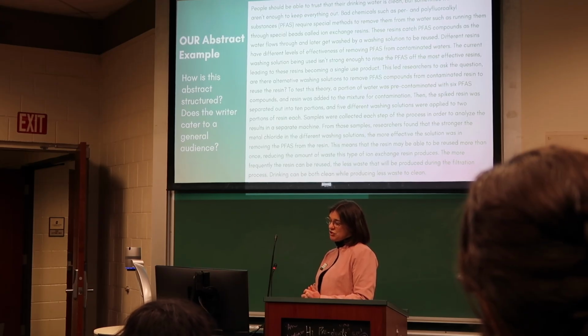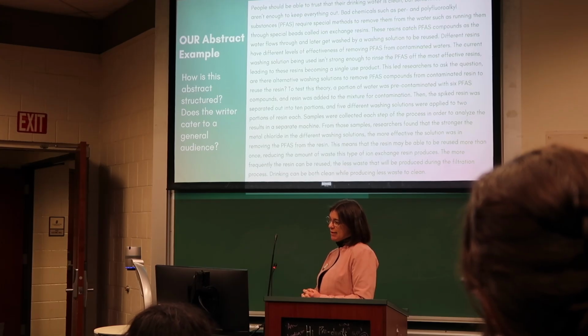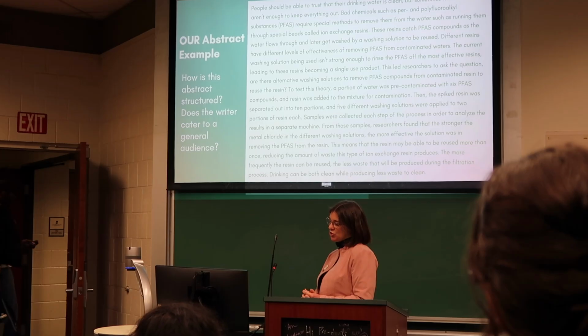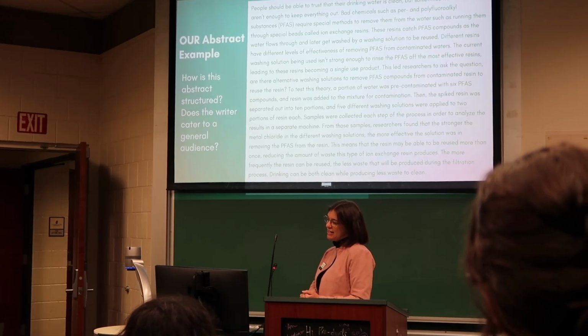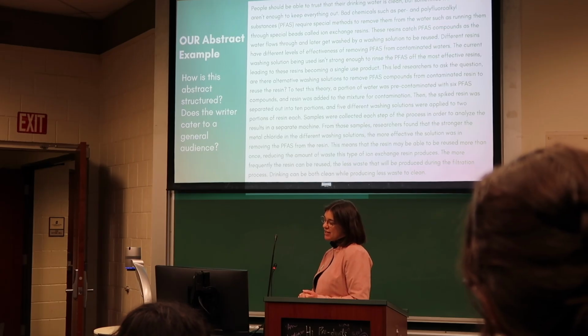This led researchers to ask the question: are there alternative washing solutions to remove PFAS compounds from contaminated resin to reuse the resin? To test this theory, a portion of water was pre-contaminated with 6 PFAS compounds, and resin was added to the mixture for contamination. Then the spiked resin was separated out into 10 portions, and 5 different washing solutions were applied to 2 portions of resin each. Samples were collected at each step of the process in order to analyze the results in a separate machine. From those samples, researchers found that the stronger the metal chloride in the different washing solutions, the more effective the solution was in removing the PFAS from the resin.